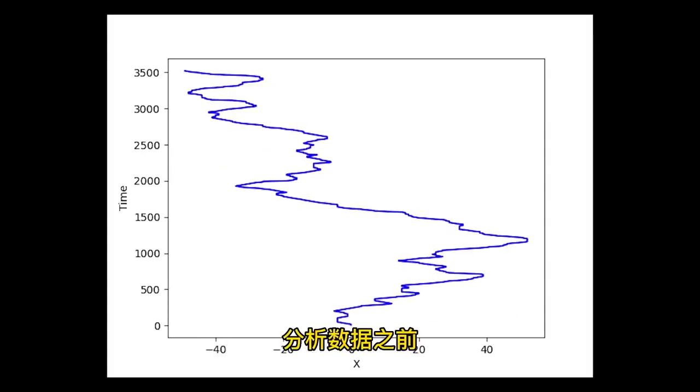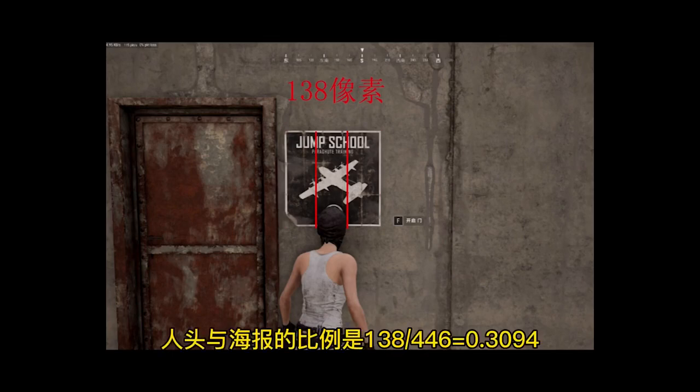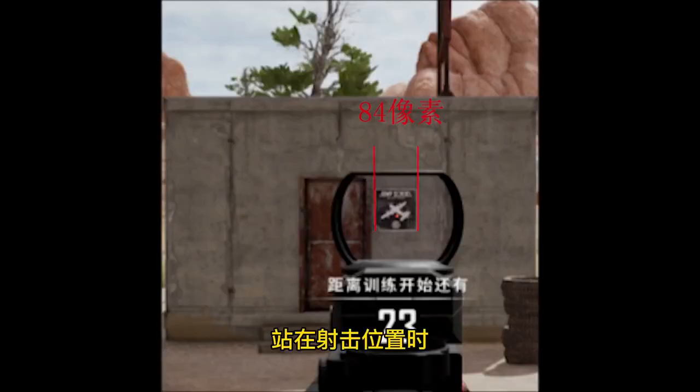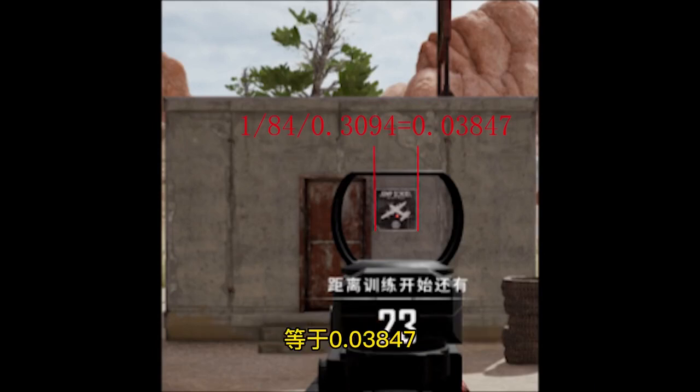Before analyzing the data, let's determine the scale. When measured close-up, the poster is 446 pixels wide, and heads are 138 pixels wide. The ratio of heads to posters is 138 divided by 446, which is 0.3094. When standing in the firing position, the width of the poster is 84 pixels, so 1 pixel corresponds to the width of the head. 1 divided by 84 divided by 0.3094 equals 0.03847.